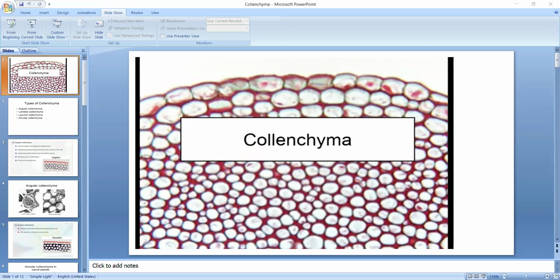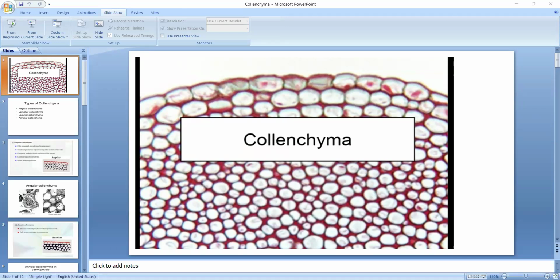The fourth one is annular collenchyma. The first three are very, very important. Coming to the angular collenchyma, see here, this is angular. The slide also shows a picture of angular collenchyma, where the cells are arranged like that. This is the most common type, angular.